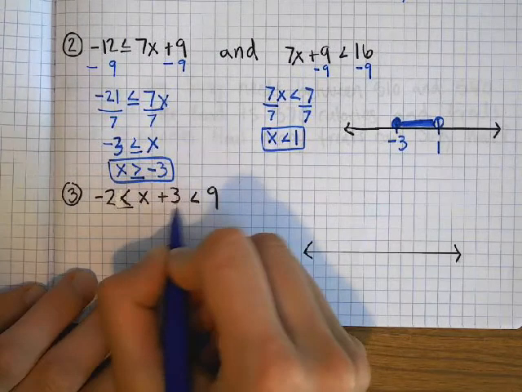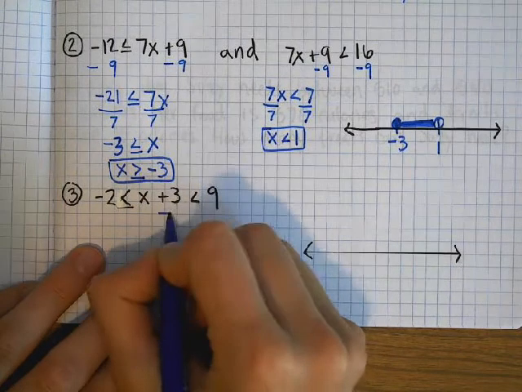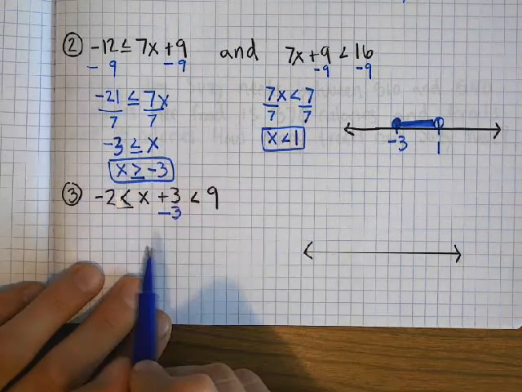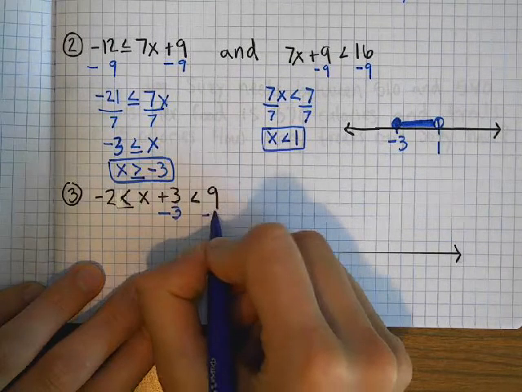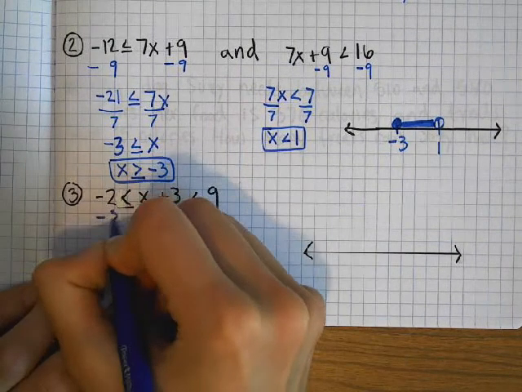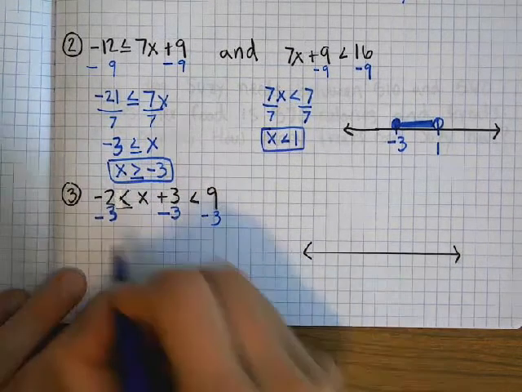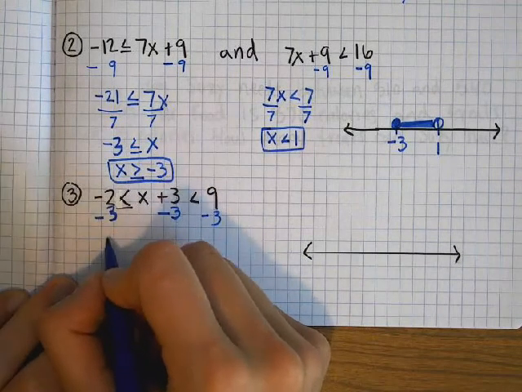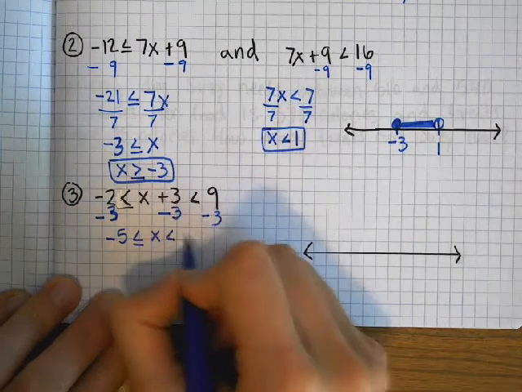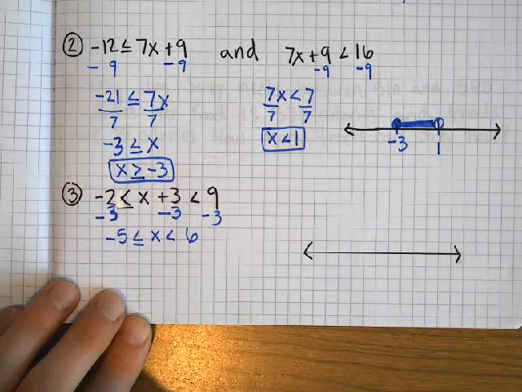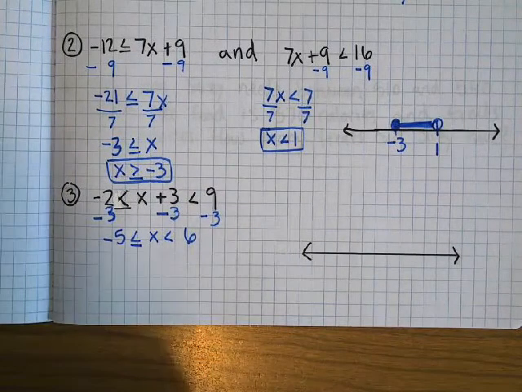Okay, so we're looking at this inside section with our variable, and we want to get the variable by itself. So when I subtract 3, not only am I going to do it on this side and this side, but you do it on all 3 sides. What you do in the middle, you do on the ends. So here I've got -5 is less than or equal to x is less than 6. Okay, and that's my final answer.